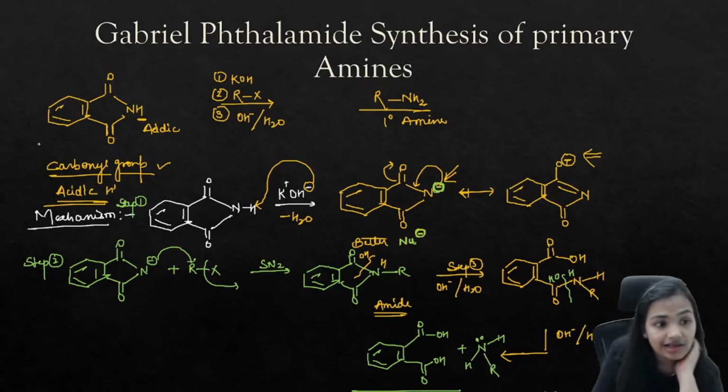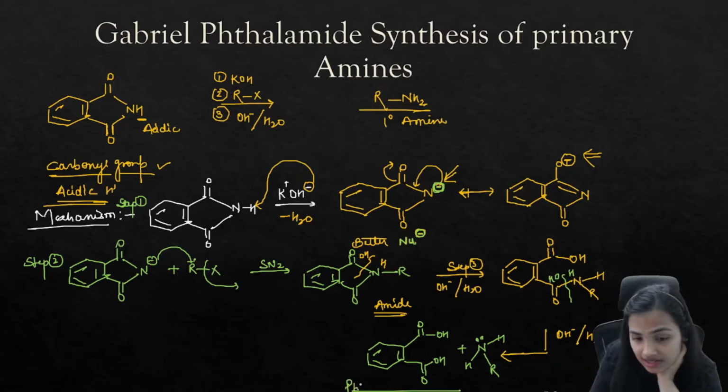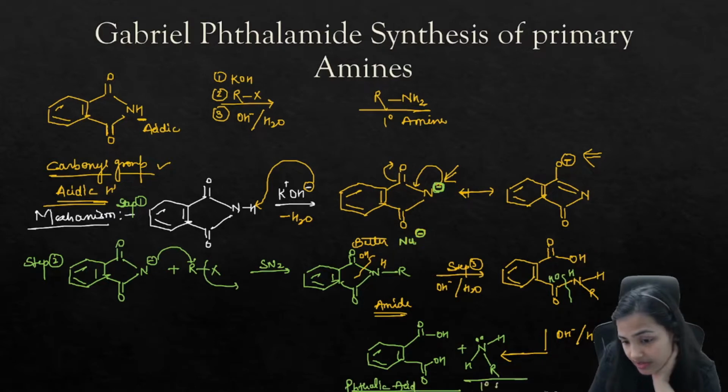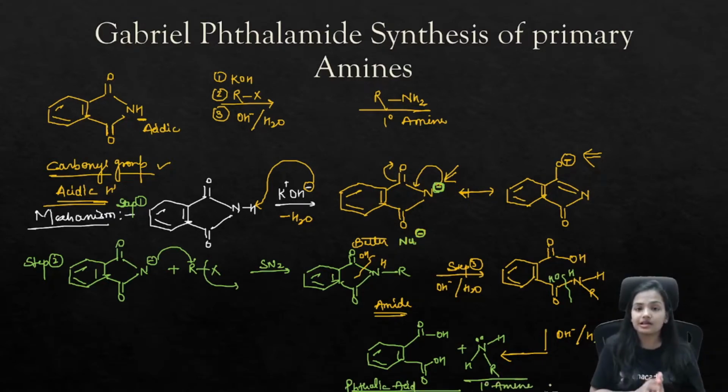This is phthalimide. Now this will be known as phthalic acid, and this will be known as the 1-degree amine. So this is how the Gabriel phthalimide synthesis of primary amines takes place. So we started with the phthalimide, and from the phthalimide we form the 1-degree amine. As simple as that.